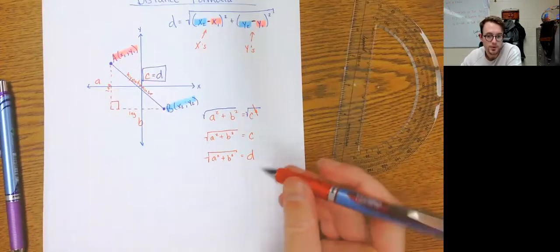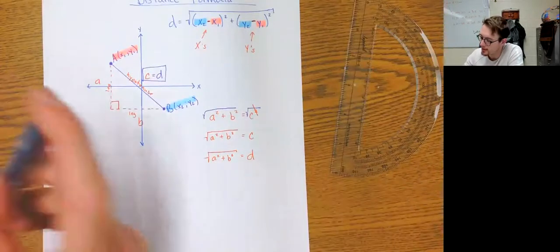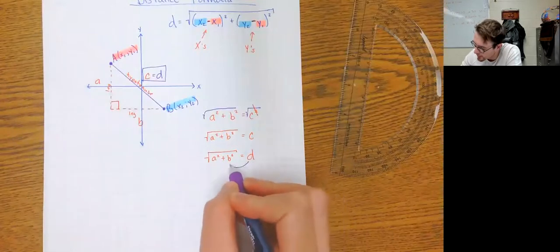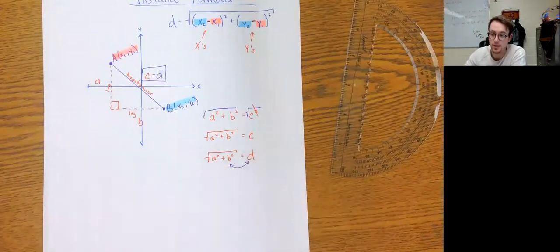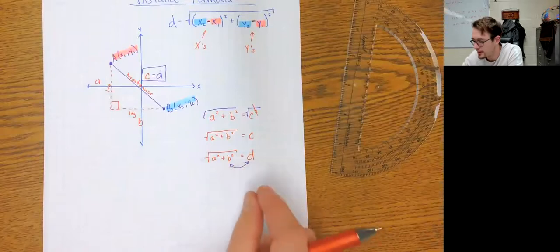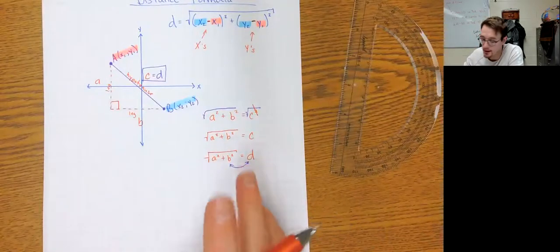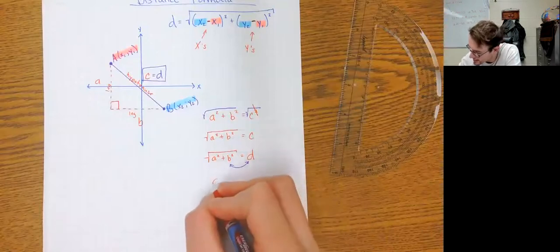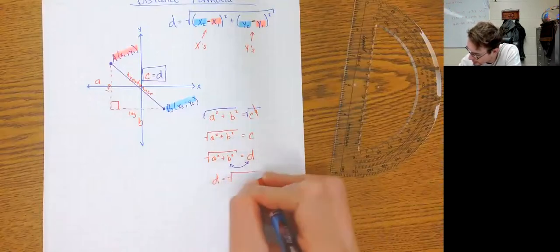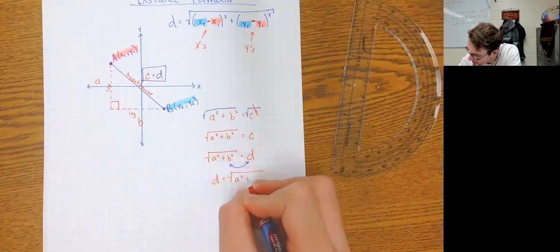Well, I don't like the order of that, so what I'm actually going to do is flip-flop it using the symmetric property. That's something that might pop up in a geometry class. Symmetric property means you're allowed to flip across the equal sign so long as you don't change anything. You can just flip it. So you get d equals the square root of a squared plus b squared.